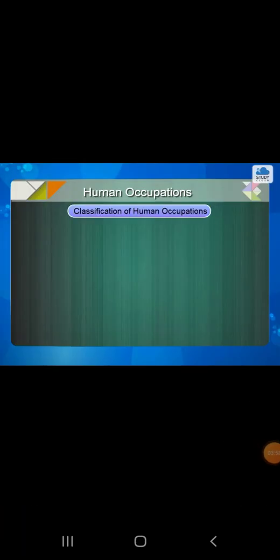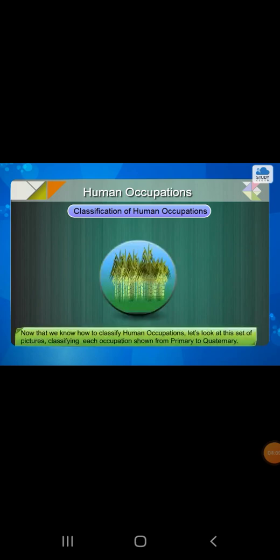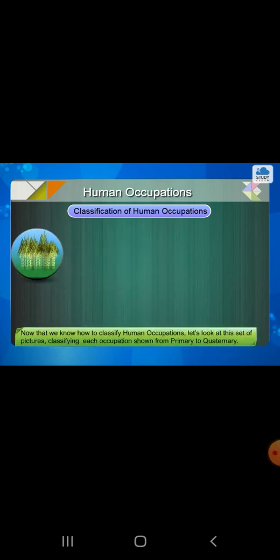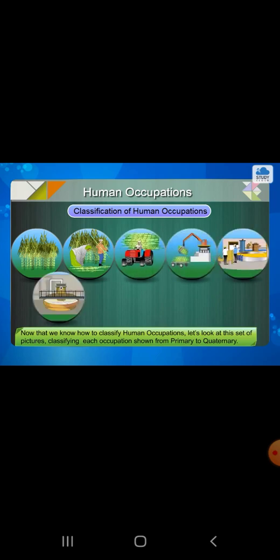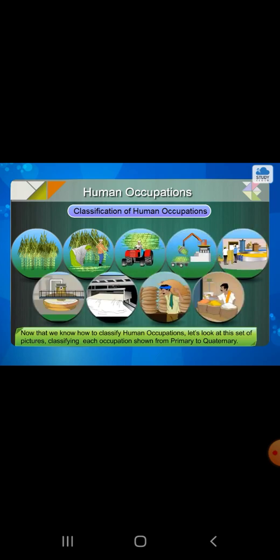Classification of human occupations. Now that we know how to classify human occupations, let's look at this set of pictures, classifying each occupation shown from primary to quaternary.